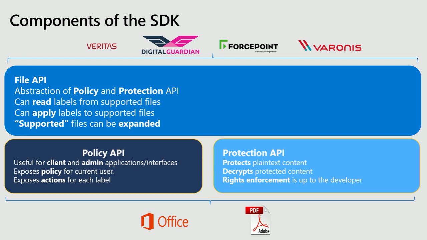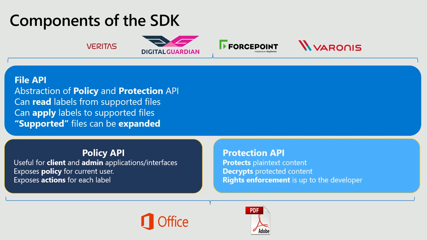The protection API is closely related to our old RMS SDKs, where I could take in some string as plain text and get ciphertext output. So it's really handling all the encryption and decryption operations in the SDK. It exposes the rights the user has to a file, will tell me what I'm supposed to do with it, and that's about it.